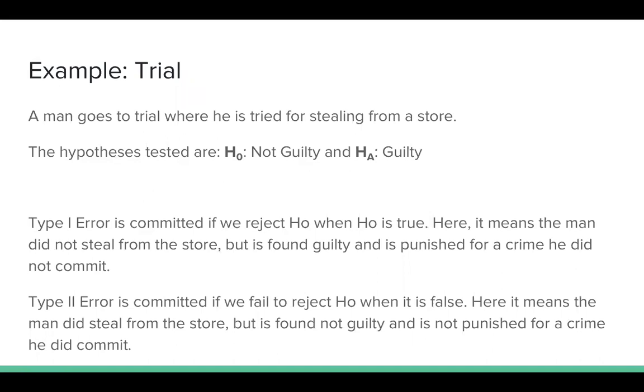On the other hand, a type 2 error would be if we fail to reject the null hypothesis when it is actually false. In this case, it means that the man actually did steal from the store, but is found not guilty and isn't punished for a crime that he did commit. So you can see the differences between the two here. And you can see that usually the reality is unknown, because if the reality was known, then you wouldn't make an error in the first place. These are just the differences between type 1 and type 2 error. I think this example puts it in a good perspective.